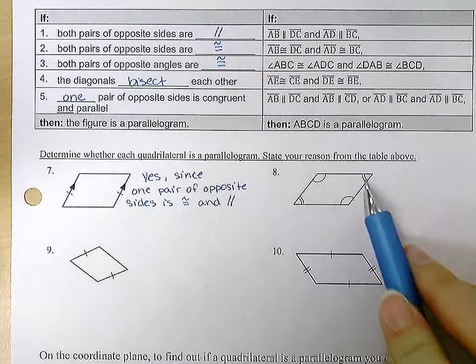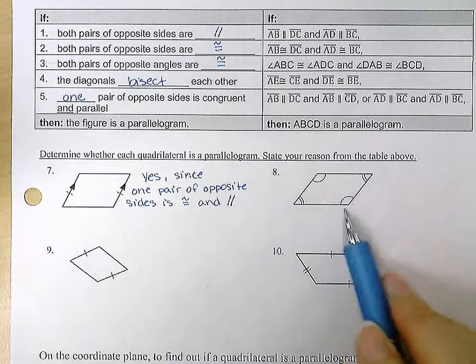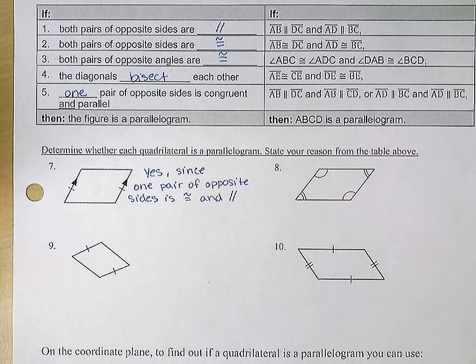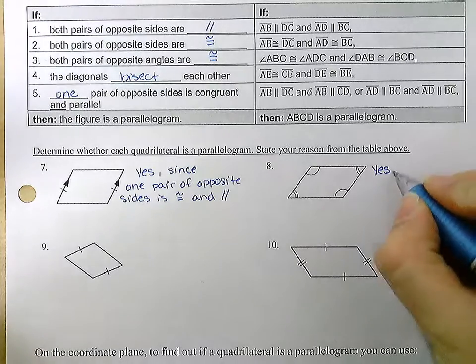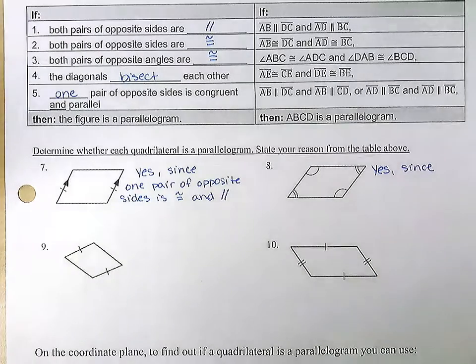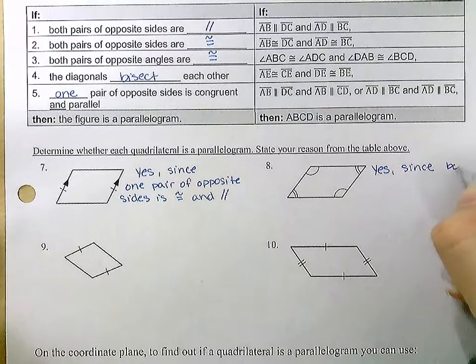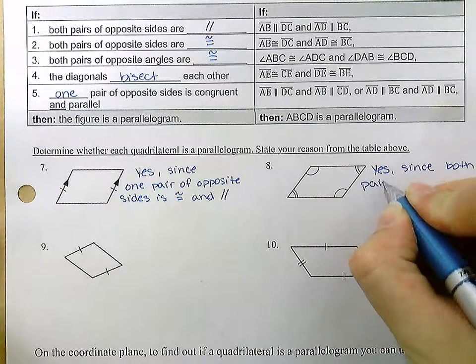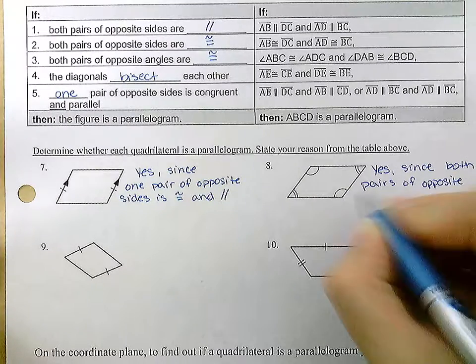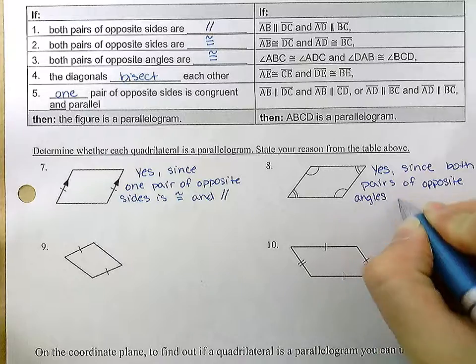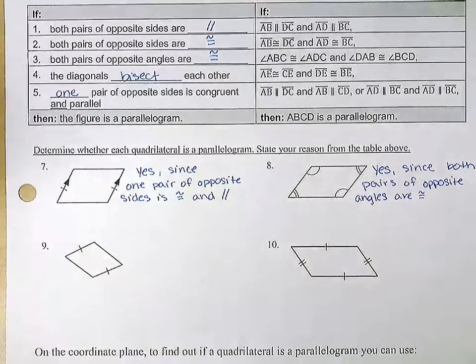In my picture, I have these 2 angles congruent and these 2 angles congruent. Would this be a parallelogram? Yes. Which reason? Number 3. So I can say, yes, this is a parallelogram. And I just write out what it says in number 3. So since both pairs of opposite angles are congruent.